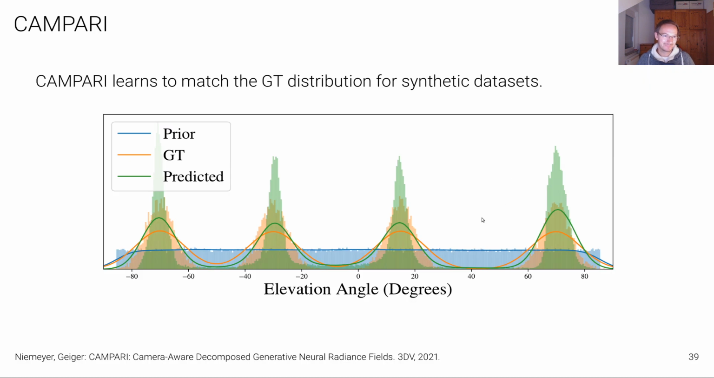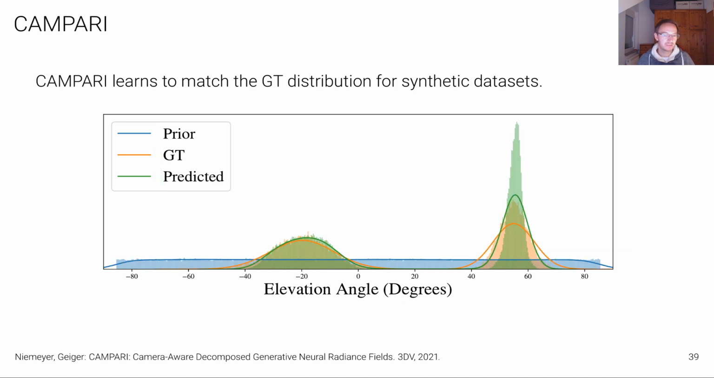Let's look at some results. What we see is that Campari indeed learns to match the ground truth distribution for these data sets that we consider. So here on these data sets, we actually know the distributions. We can control the distribution of camera angles on these data sets. In this case, we plot only one of these dimensions, the elevation angle in degrees. And here the ground truth distribution has 4 peaks, has 4 modes. The initial distribution is quite uniform here that we're using. And it's iteratively, during the process of training, transformed into a multimodal distribution here in green that resembles the true underlying camera pose distribution in orange. Here's another example where we transform from the blue to the green distribution.